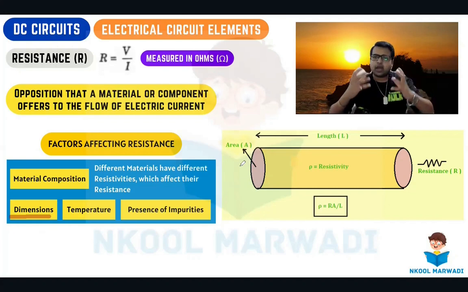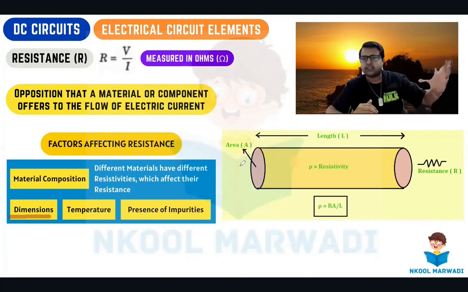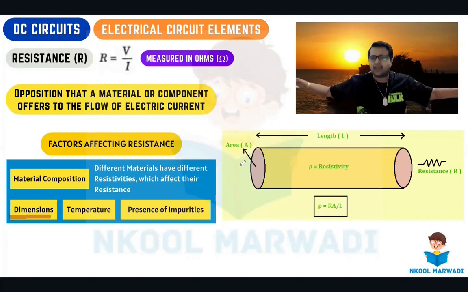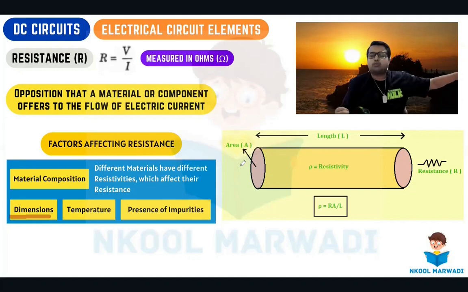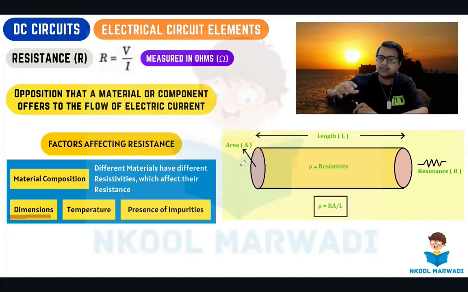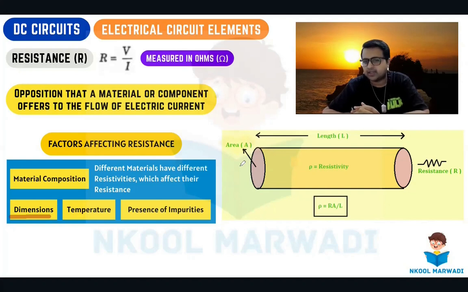Because see how resistance is offered via collisions. When the charge is flowing, they will collide. More the collision, more the resistance, more the opposition. Now just tell me, if I increase the length of the conductor, more distance needs to be traveled by the electrons, and hence more resistance they will face. So this is very clear to us that if the length increases, resistance will increase.